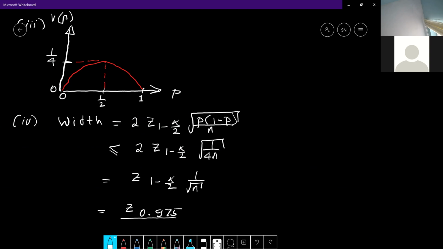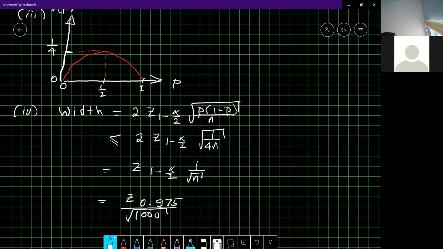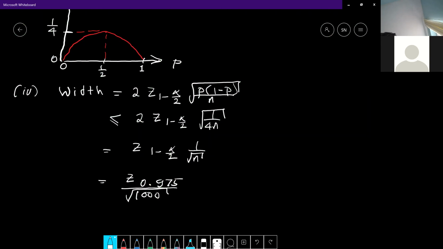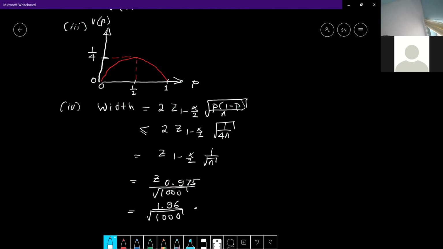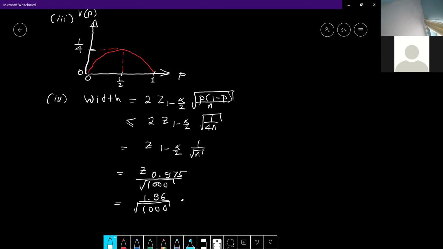Divided by n is 1000. So that is n is this. If you read this off the table, you will get 1.96 divided by 1000. All right, guys, so this is the solution to question number 1 from sheet 10.